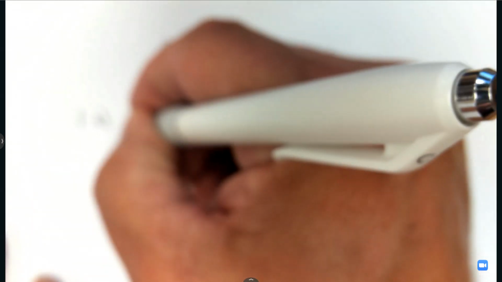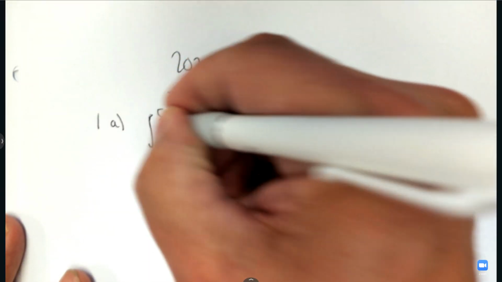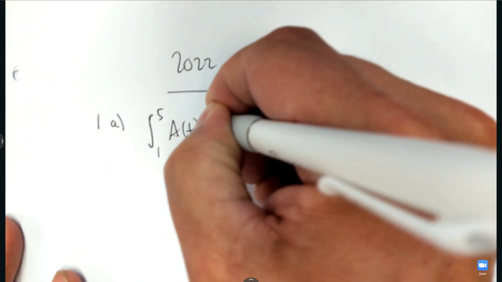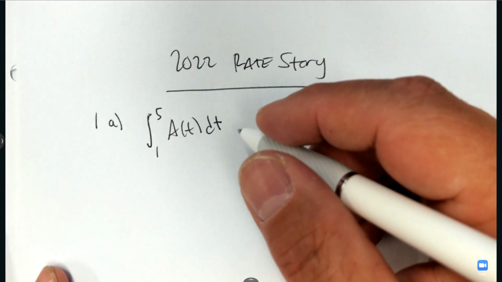Notice it's question number 1, so it's with the calculator, but this one is not a calculator question. So we're going to integrate from 1 to 5 and just write that equation down. But don't evaluate it, it says.